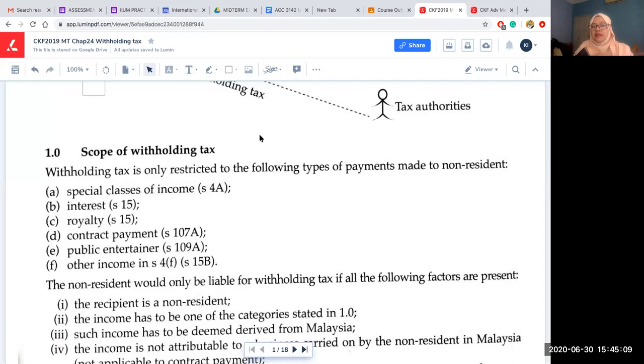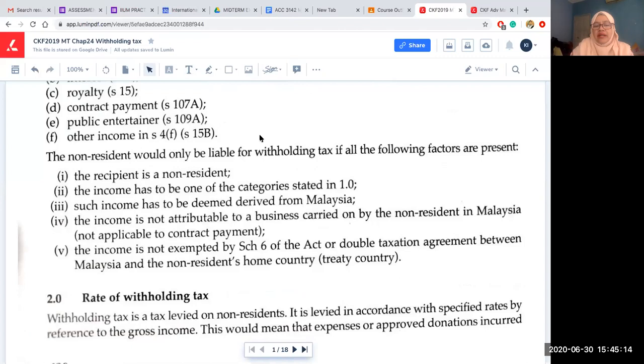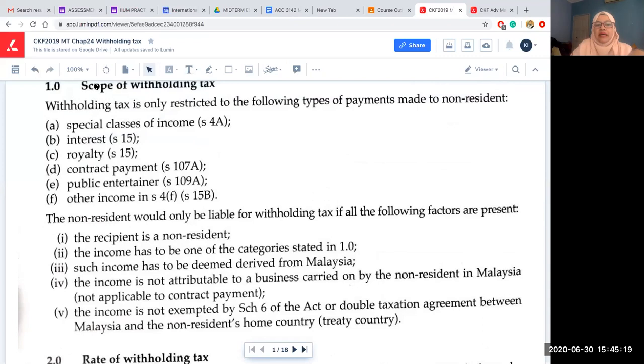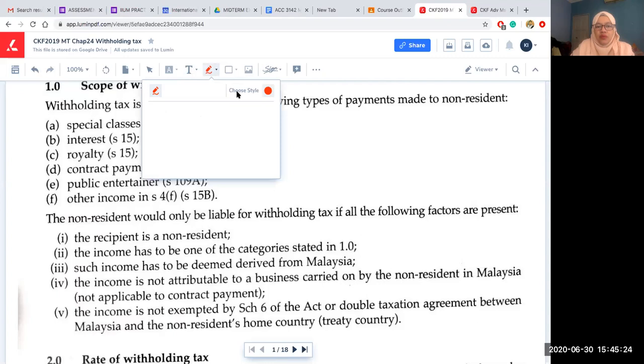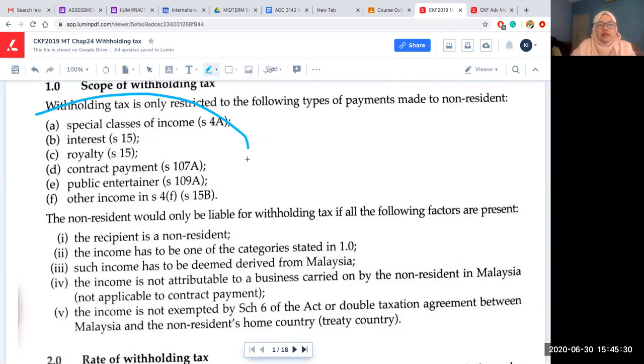Right, so the law says that the non-resident would only be liable for withholding tax. So this one we talk about the type of income which is subject to withholding tax, right? These are the types of income which are subject to withholding tax.